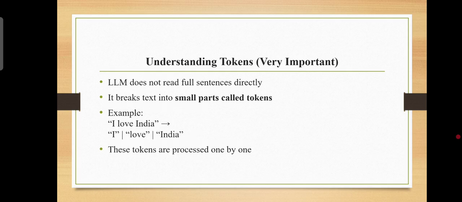To understand this better, we need to learn one important concept called tokens. The LLM does not read full sentences directly. It breaks them into small parts called tokens. For example, I love India becomes I, love, India. These small parts help the model process language more easily.